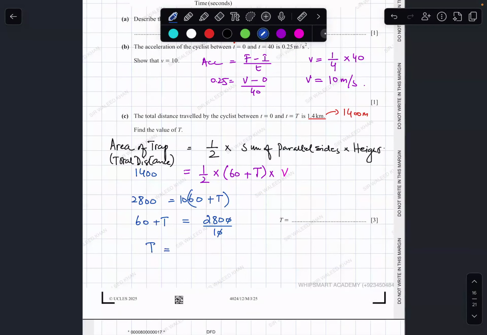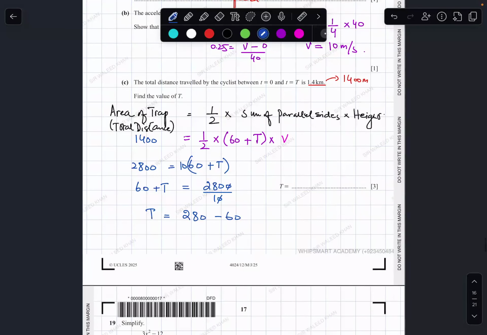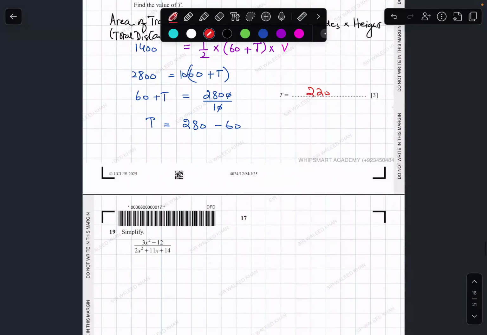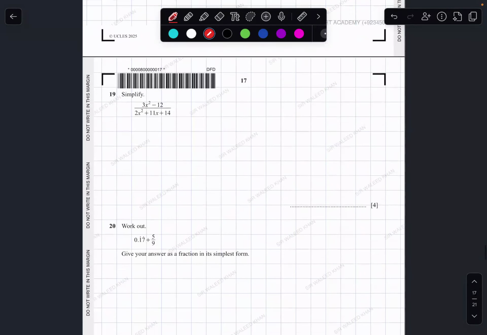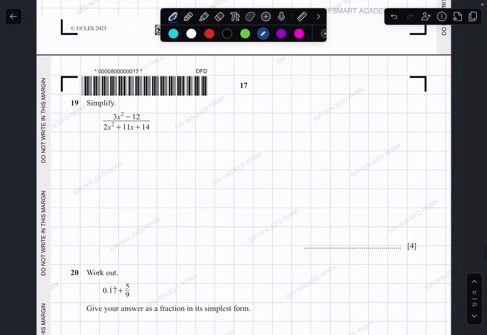So t is equal to 280 minus 60. We have 220. That's your answer. Okay, simplify this. Again, this is something which usually does come in the paper, so be careful with this. And it's a 4-mark question.